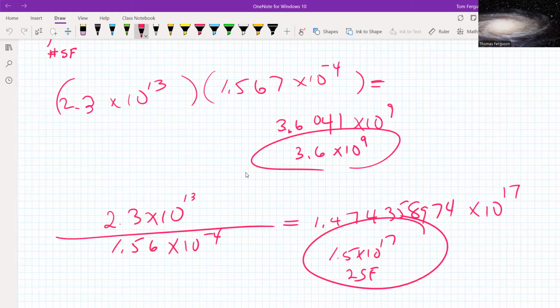So what is the rule for exponents? When you multiply, you add them. When you divide, you subtract. Gotcha. Thank you. When you divide, it's the numerator minus the denominator exponent. So that's how we ended up with 17 here. So 13 minus a minus 4, 17.